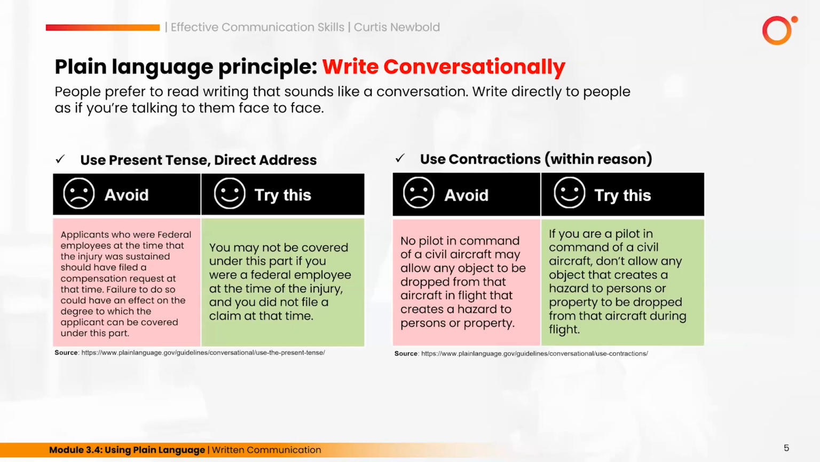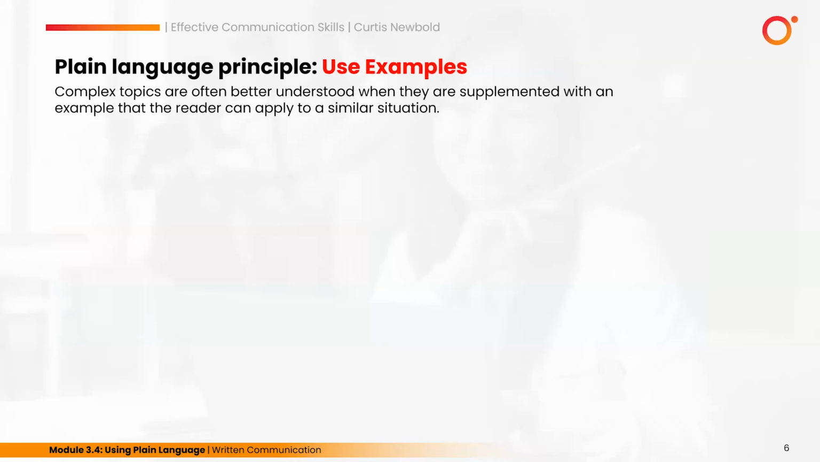So you can see here that "don't" makes it a little bit simpler to read. You could possibly even say "you're" instead of "you are" there, but adding a contraction here or there sounds more like you're speaking to a person face to face. Okay, so plain language principle first, write conversationally. Let's get into a second one.